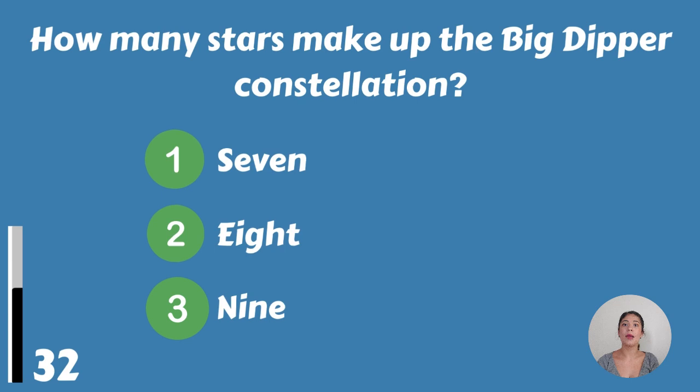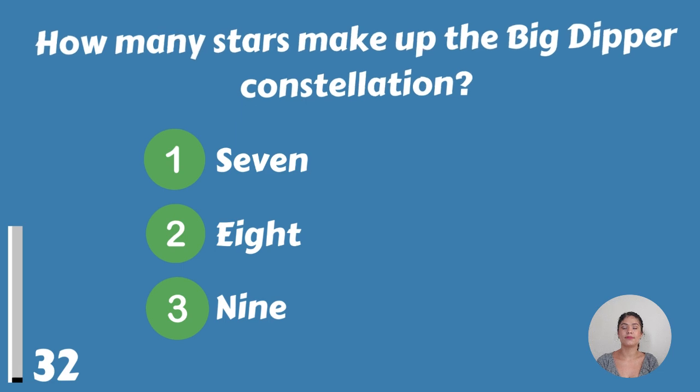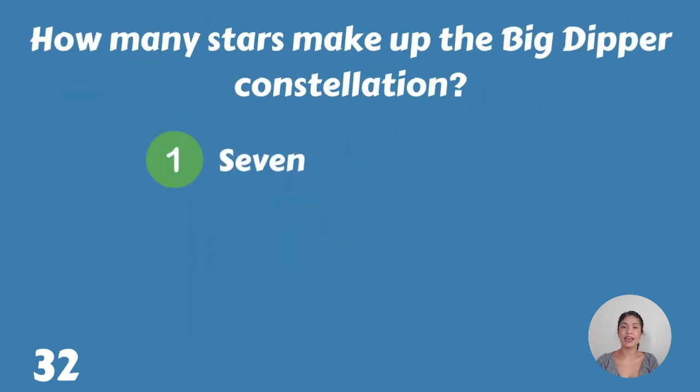How many stars make up the Big Dipper constellation? 7, 8, or 9? 7.